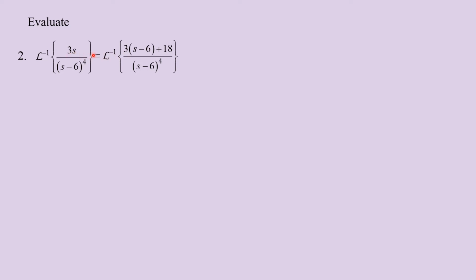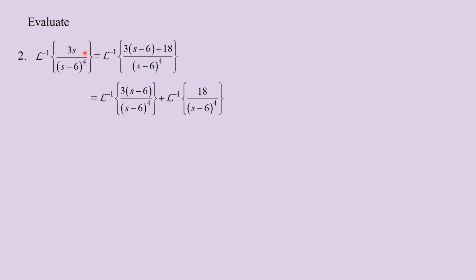So how to eliminate the negative 18? We have to add 18, because 3s minus 18 plus 18 gives back 3s. Whatever manipulation we do here, you must make sure that you get back the same original function.